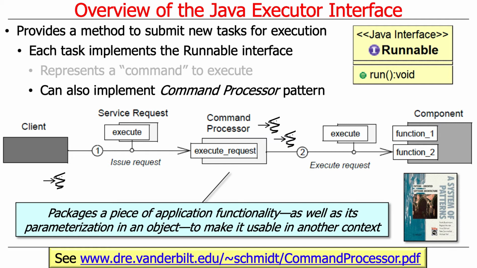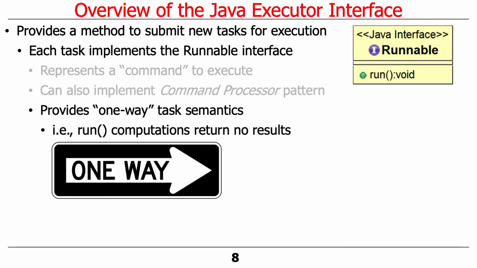The main difference between the two patterns is that command processor explicitly describes how to have a pool of threads or processes in which to execute commands concurrently. So basically, the command processor pattern is what the Executor framework, and especially the Executor interface, is allowing you to do. The Executor interface only supports so-called one-way task semantics.